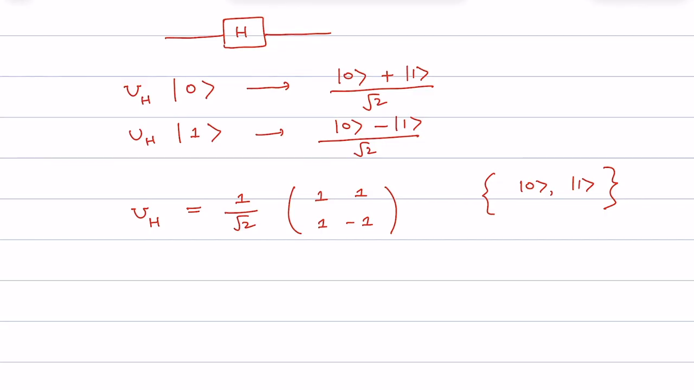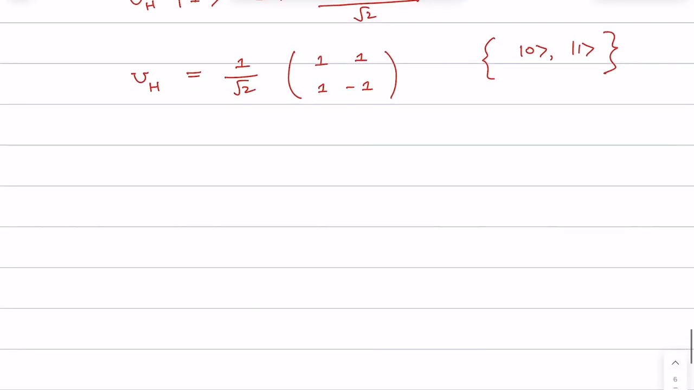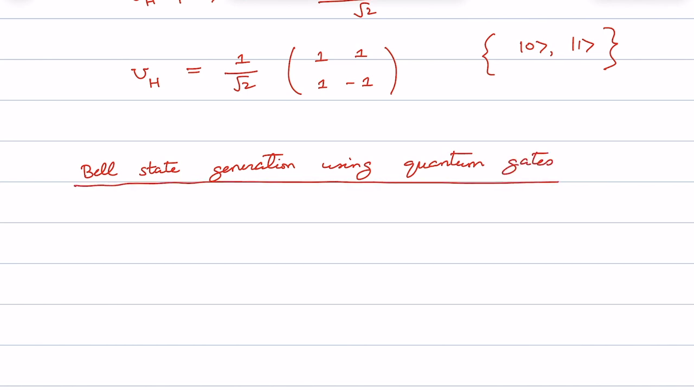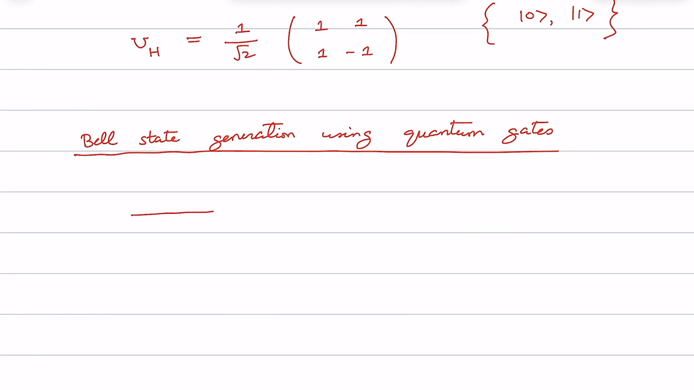Now let me give you an example of how these quantum gates can be used to obtain Bell states. So now I will briefly discuss Bell state generation using quantum gates. To do that, let me consider this quantum circuit. Here I have a 2 qubit circuit, and two gates I am going to use. First, I have a Hadamard gate, and the output of this Hadamard gate is going to be the input of a CNOT gate.